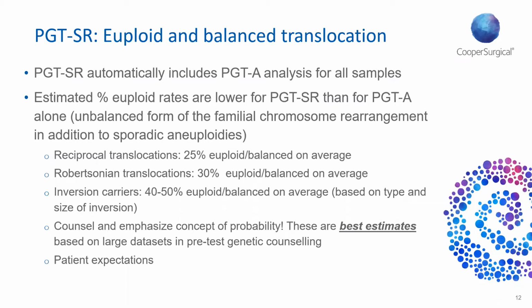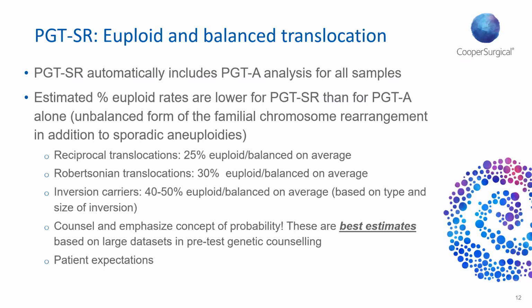And this concept of probability, this estimate is per embryo. So the likelihood of being euploid or balanced would be approximately 25%. The result from 1 embryo has no impact on the result of the next embryo. So just wanted to bring that point across.